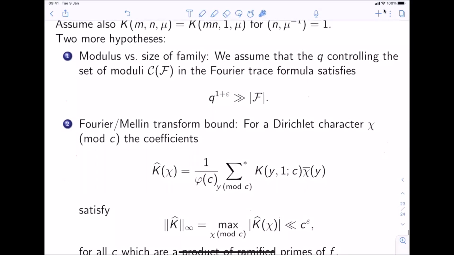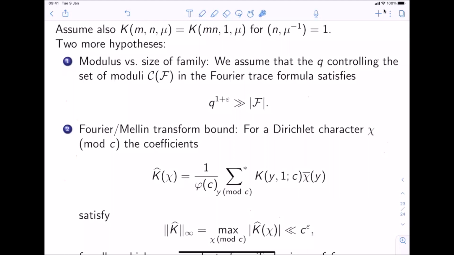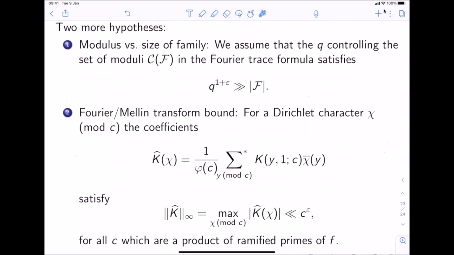So there's a couple more hypotheses, which I'll try to go through very quickly because I'm already over time. So this one is something technical, which I will kind of leave out for now. But the main two interesting things here, if you just need two things to get the theorem I'm leading up to, which is going to be a general large sieve inequality for all of these sorts of families. So the first is modulus versus the size of the family. So remember, Q was the number which divided all of the moduli that show up in this generalized Kuznetsov formula. And I have to have that there's this kind of lower bound of that modulus in terms of the size of the family that I'm interested in.